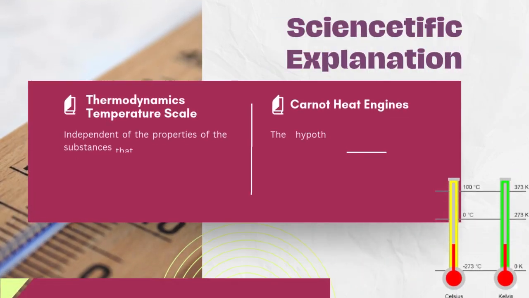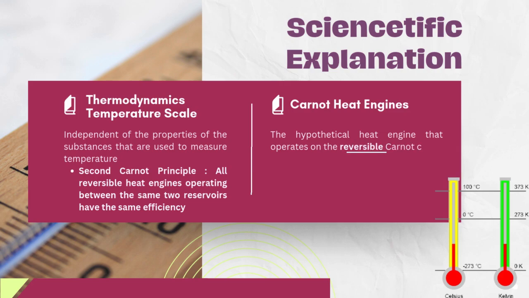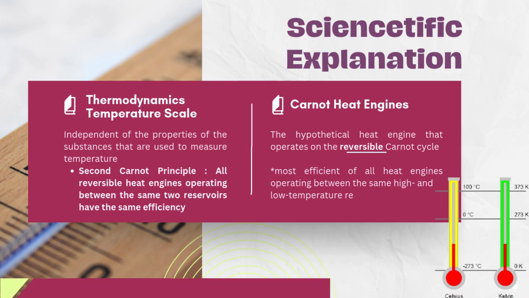Here, we're going to talk about the thermodynamic temperature scale and the Carnot heat engine, the Carnot principle. As we know, the thermodynamic temperature scale is independent of the properties of the substances that are used to measure temperature. Here, we're going to talk about the second Carnot principle, where all reversible heat engines operating between the same two reservoirs have the same efficiency. The Carnot heat engine is a hypothetical heat engine that operates on the reversible Carnot cycle.